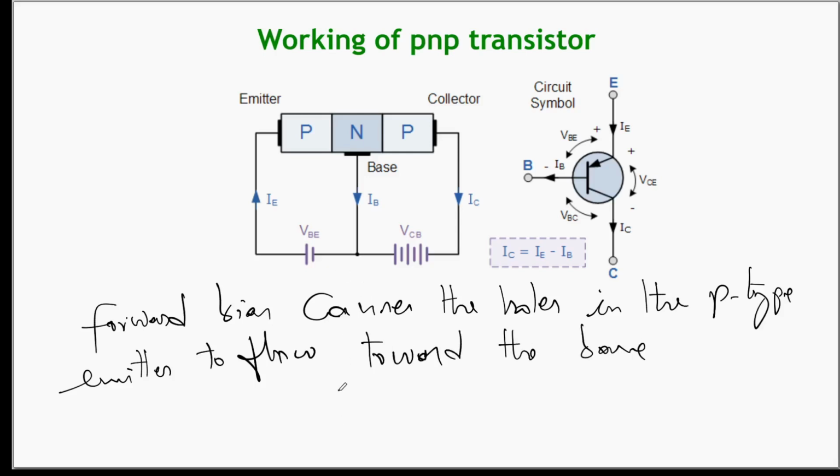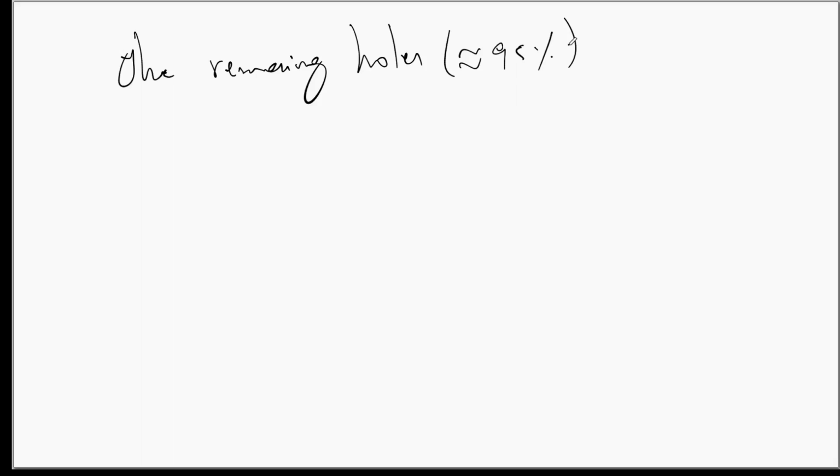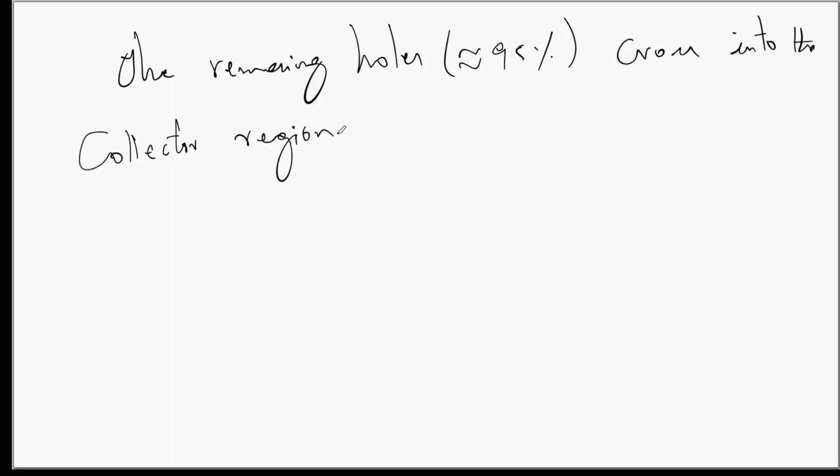This constitutes the emitter current, represented with IE. As the holes enter the base region, which is an N-type material where the electrons are the majority charge carriers, some of the holes recombine with the electrons in the base. The remaining holes, approximately 95%, cross over to the collector region, and they constitute the collector current.